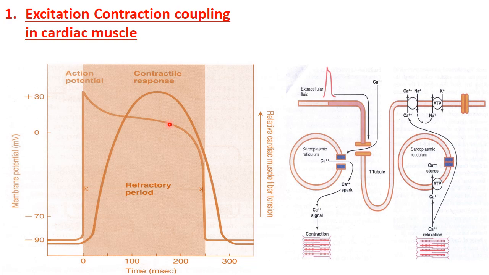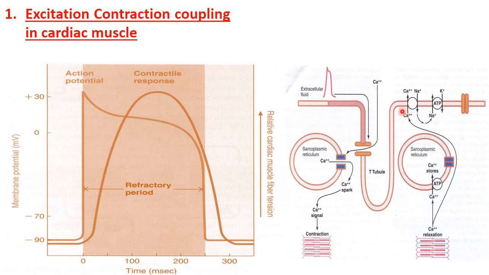The plateau phase of the ventricular action potential is due to slow calcium influx from long-lasting calcium channels present in the ventricular muscle and not present in the nerve and skeletal muscle. Now, do you understand what is the refractory period of the cardiac muscle?